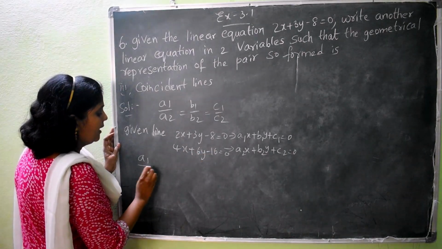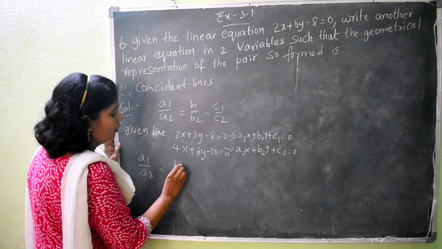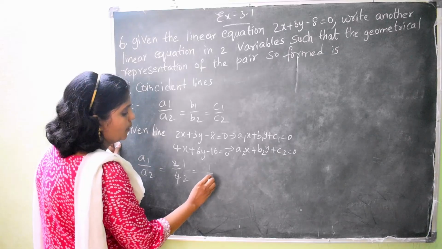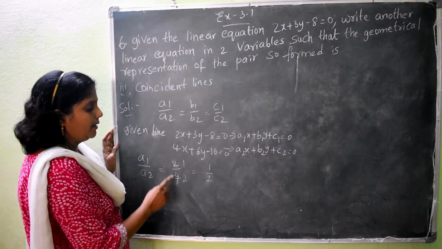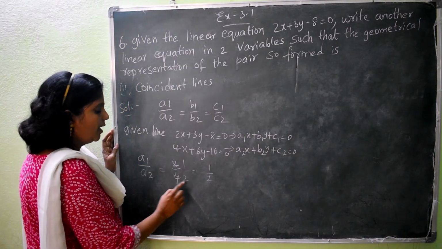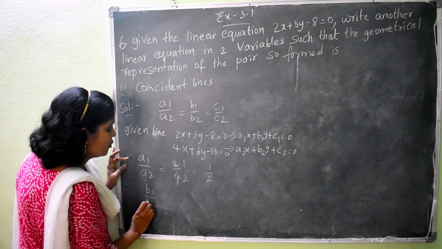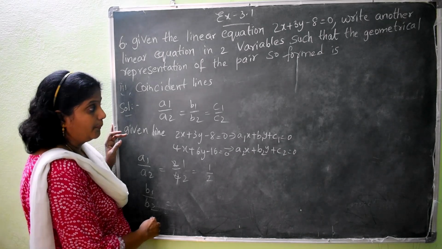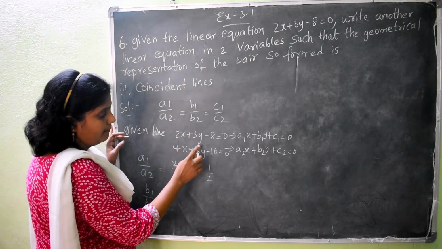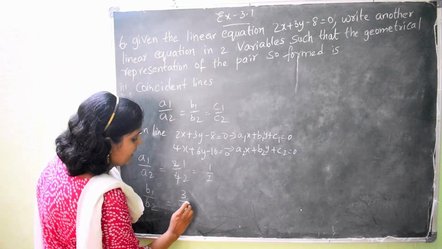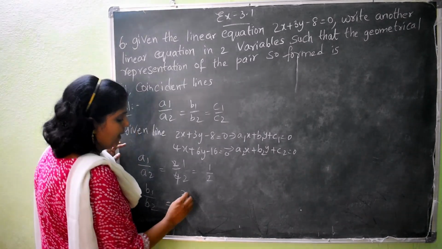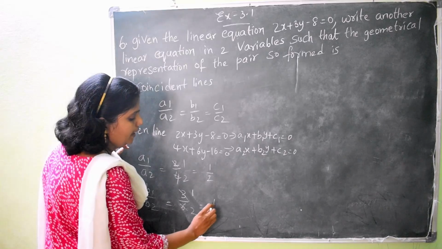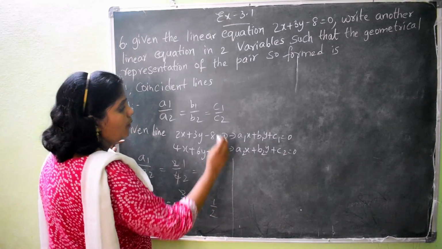So what is a1 by a2? 2 by 4. 2 1s are 2, 2 2s are 4, so 1 by 2. I am cancelling in the same table, that is the 2 table. The cancellation should be done in the same table. Next, b1 by b2. What is b1 here? 3, b2 is 6, 3 by 6. Again I am cancelling in the same table, the 3 table. 3 1s are 3 and 3 2s are 6. So 1 by 2.